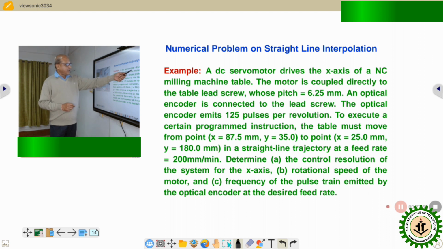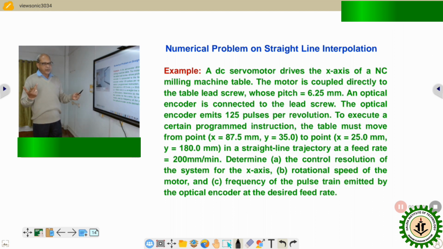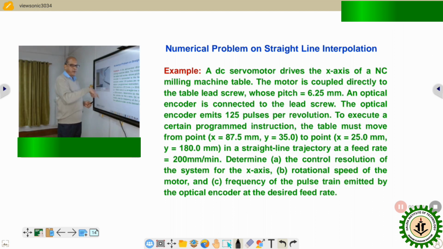A DC servo motor drives the x-axis of an NC milling machine table. The motor is coupled directly to the table lead screw. That means there is no gear, that means Rg equal to 1. So that you have to understand from the problem statement. And the screw pitch is 6.25 millimeter. An optical encoder is connected to the lead screw. The encoder emits 125 pulses per revolution.